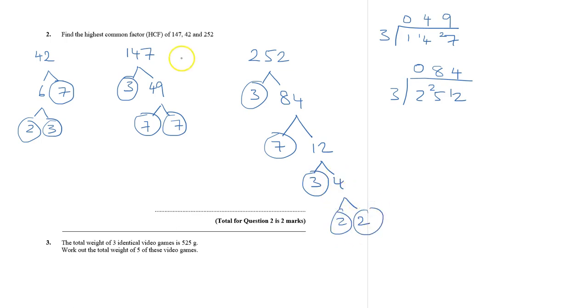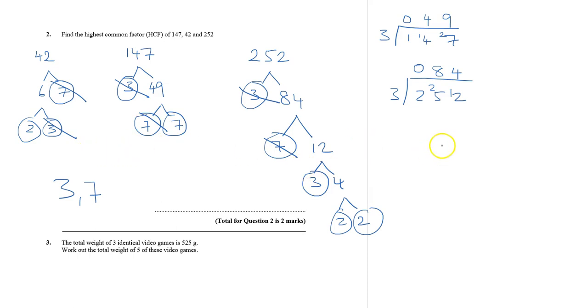Now, to find the highest common factor of these 3 numbers, we need things that are common to all 3. So they all involve a 3. So I'm going to write that one down here. They all involve a 7. So we'll cross those off. But then after that, this one has a 2, this one doesn't have a 2. So there's nothing else that's in common with these 3 branches.